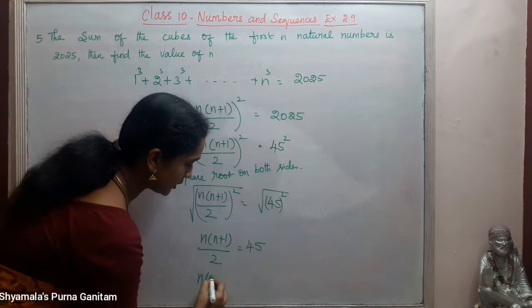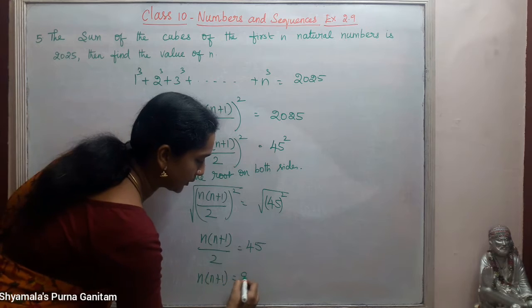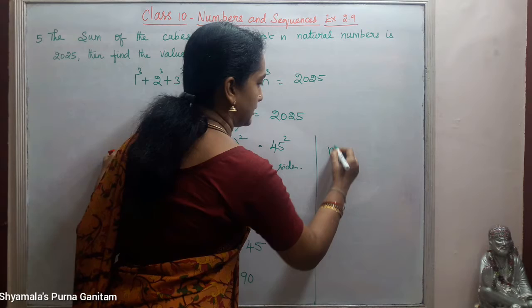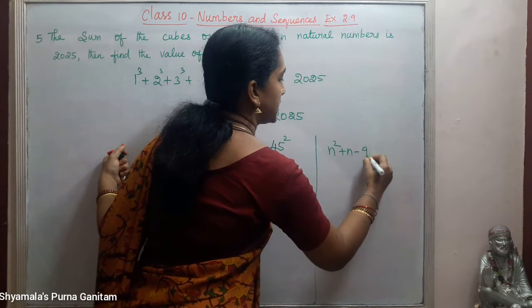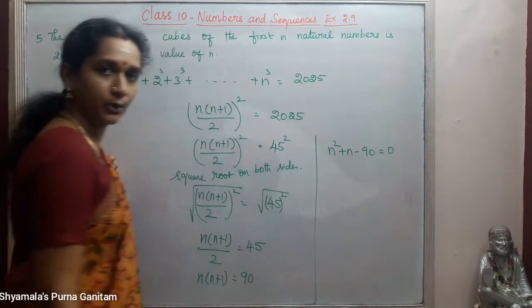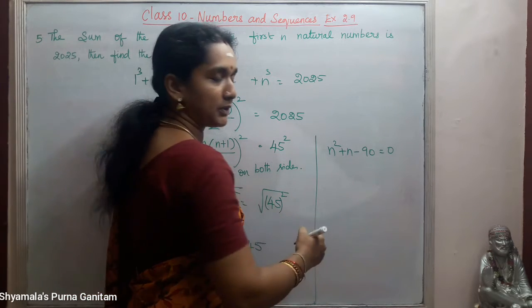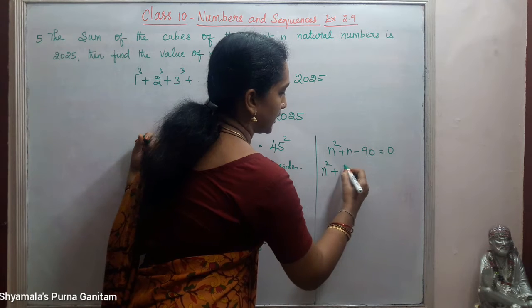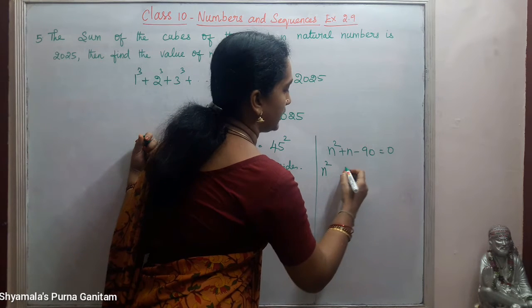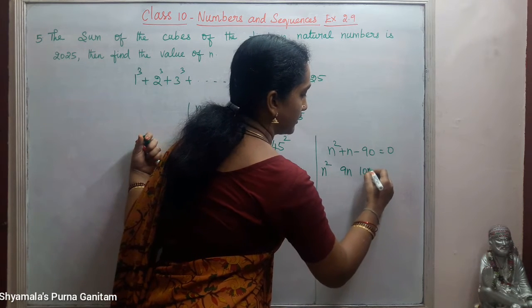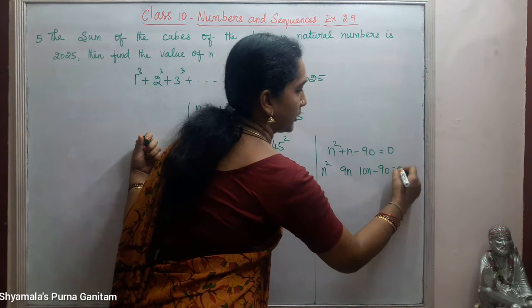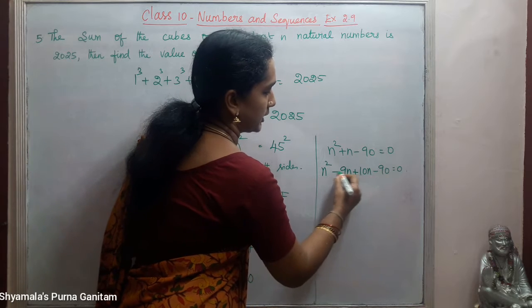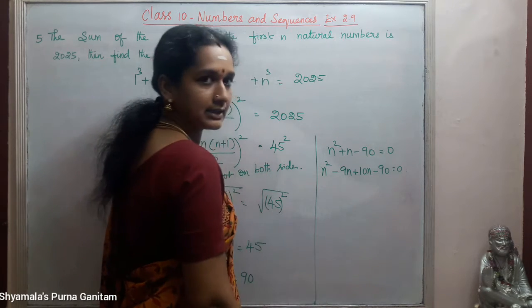So, n into n plus 1 is equal to 90. Then, if we simplify this, n square plus n minus 90 is equal to 0. So, this 90 we can write as 10 nines are 90. So, n square plus 10n minus 9n minus 90 is equal to 0. For this, the bigger number's sign should be positive. So, plus 10, minus 9, since 10 nines are 90.